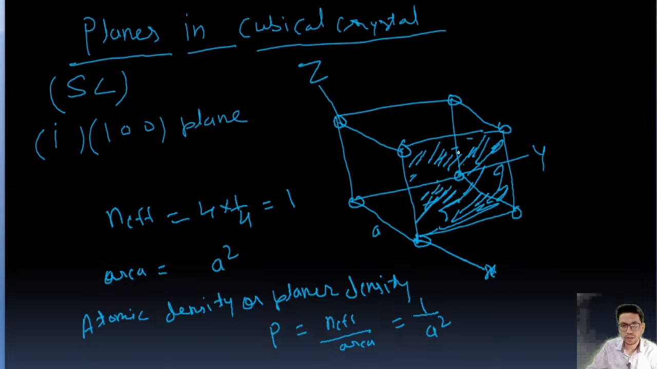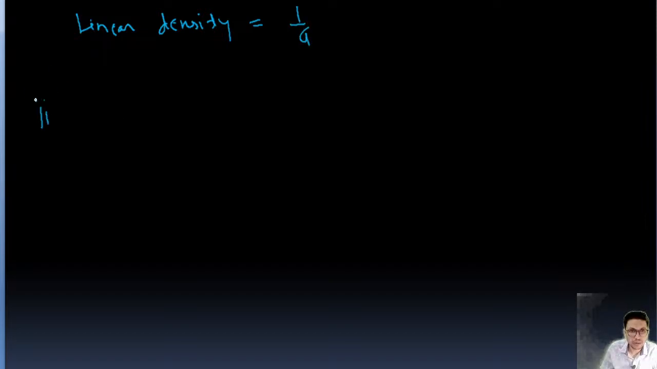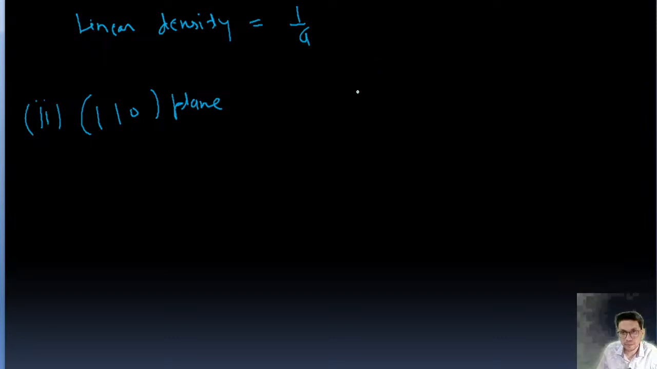This is the atomic density for this plane. Similarly, linear density for this plane is going to be 1 upon a. Now second, for simple cubic we study the 110 plane. This I have already explained. Again I'll make a figure.